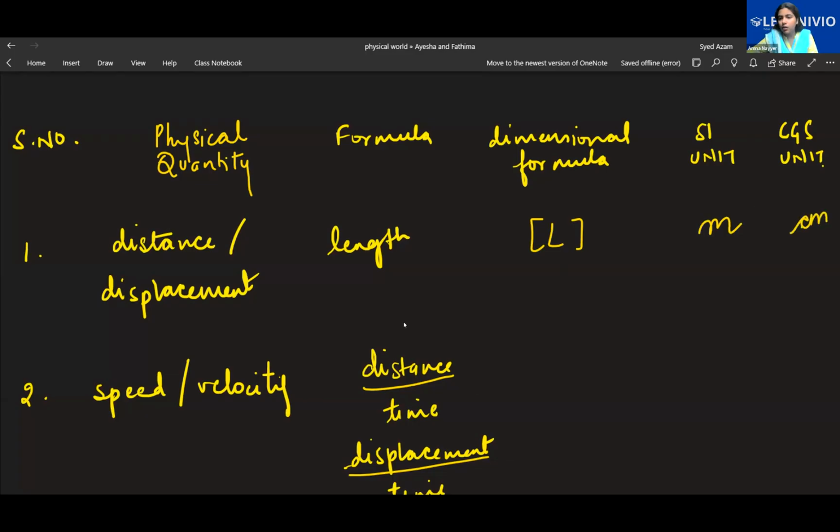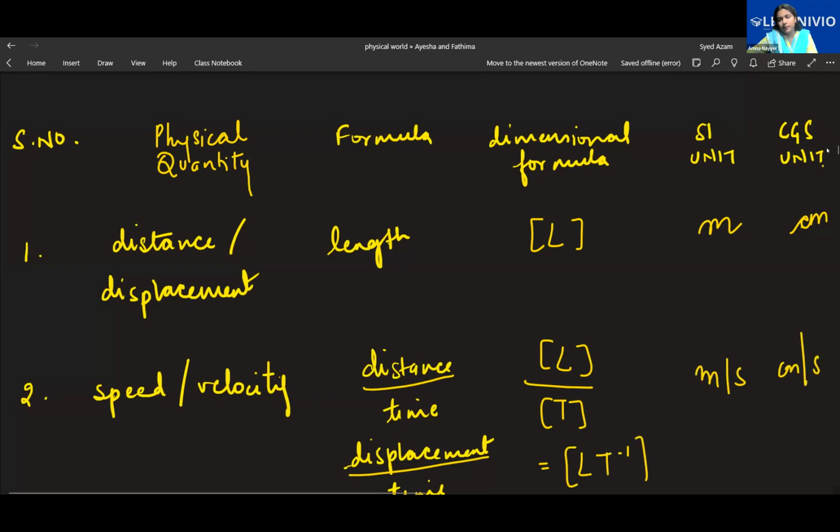Then you have velocity. Velocity is distance divided by time. Distance or displacement by time. Basically, speed is distance by time, velocity is displacement by time. What are the meanings of these? These we'll study in the chapters. Now look, distance is L, time is T. So this becomes LT to the power minus 1. So this will become meter per second or centimeter per second.